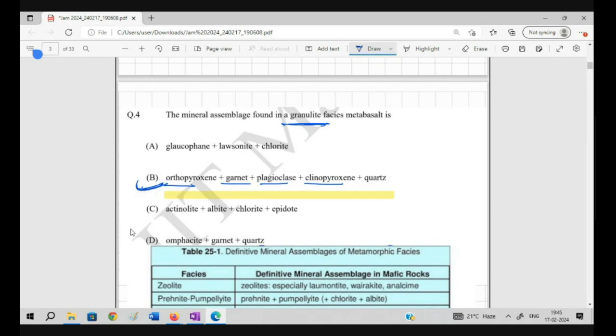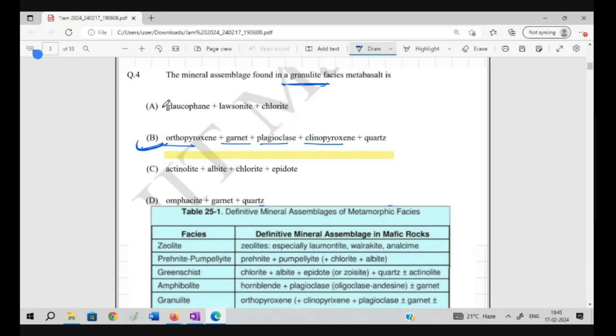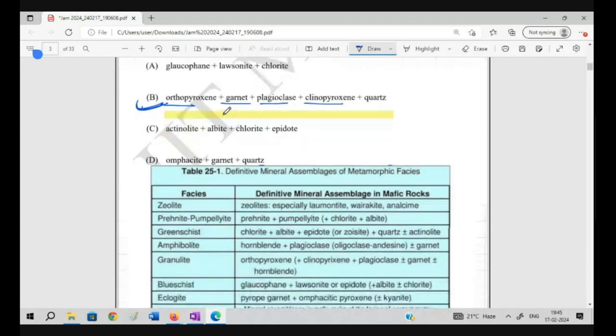Okay. And by the elimination method also you can see, because option A, the glaucophane, lawsonite, these are found in blueschist facies itself. Okay. And the actinolite, albite, chlorite, epidote, these are found in which facies? Greenschist. And this one, omphacite, garnet, these are found in eclogite facies, and the only remaining one is option B, which is the characteristic assemblage of granulite facies, constituting orthopyroxene, clinopyroxene, garnet, plagioclase.